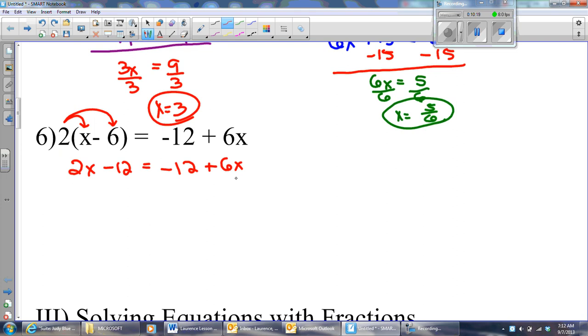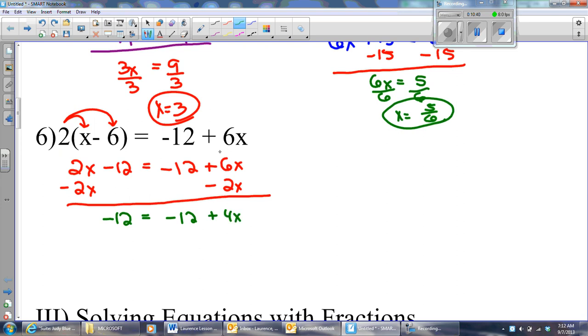All right. I think I'm going to subtract 2x from each side. And the left-hand side will get me negative 12. The right-hand side will get me negative 12 plus 4x. I'm going to add 12 to both sides, right? Just getting rid of the subtraction first. The left-hand side will turn to 0. The right-hand side will be 4x. I'll divide both sides by 4. Then x will equal 0.